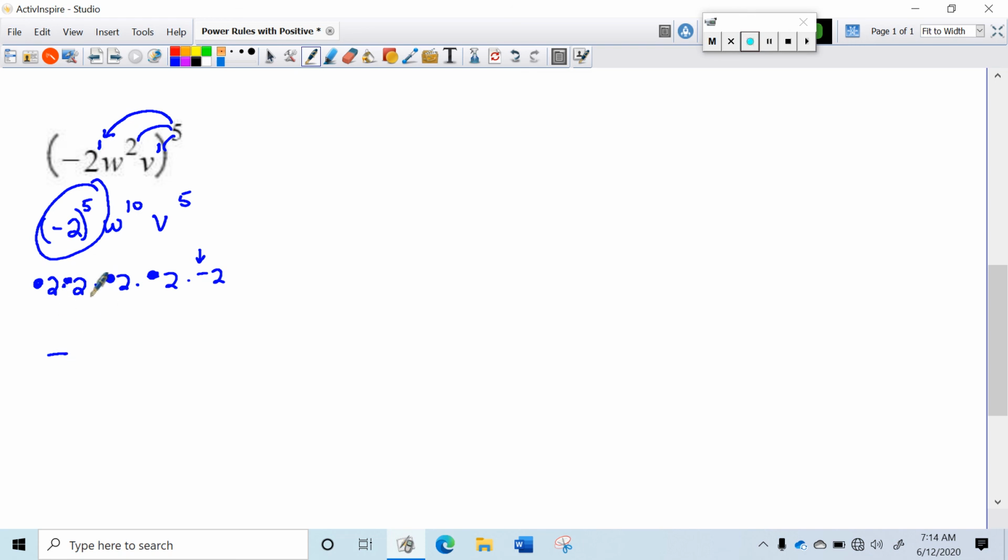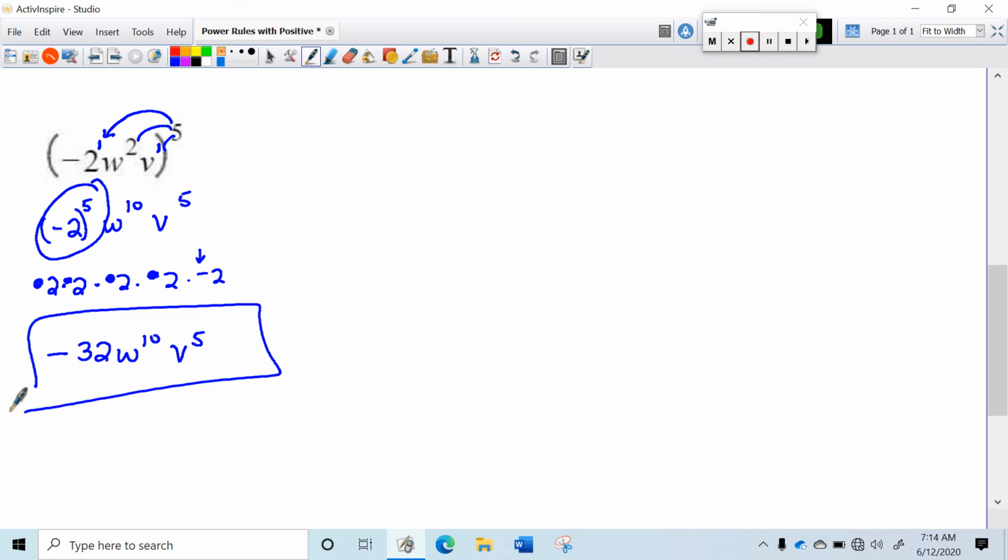2 times 2 is 4. 4 times 2 is 8. 8 times 2 is 16. 16 times 2 is 32. So 32, W to the 10th, V to the 5th. -32, W to the 10th, V to the 5th is the final answer.